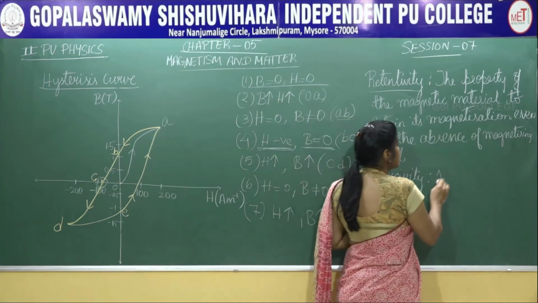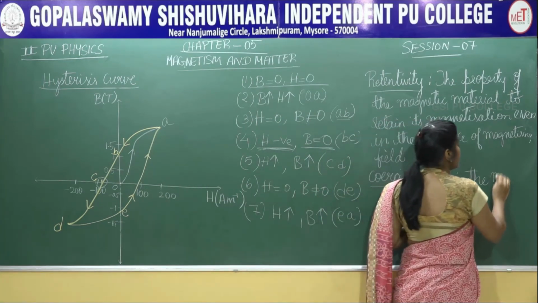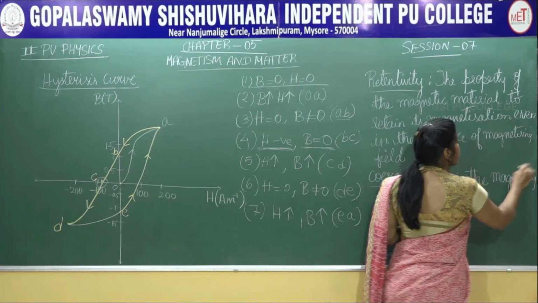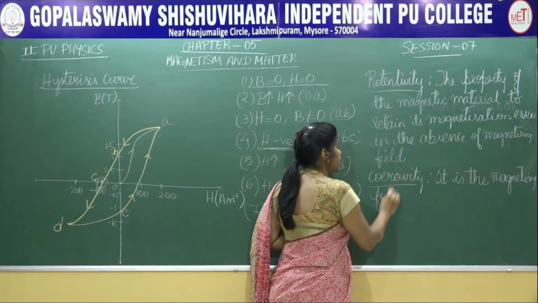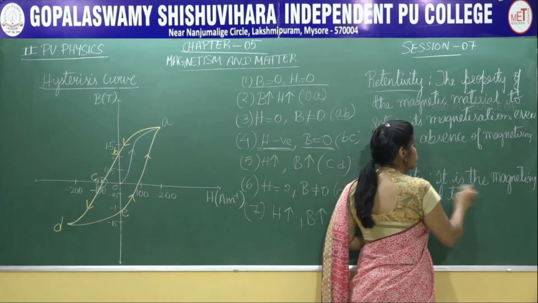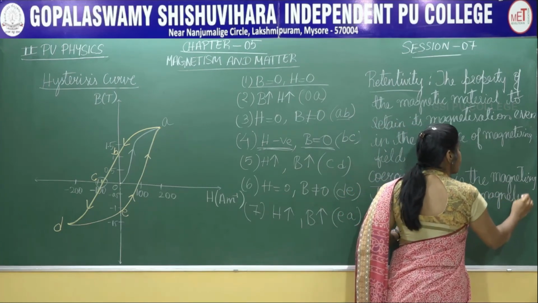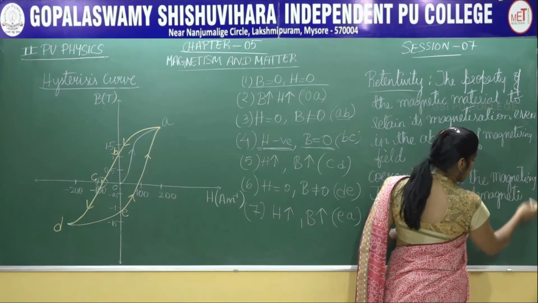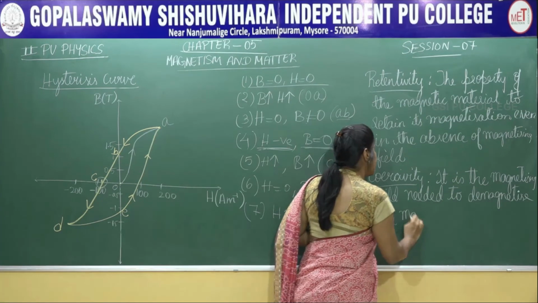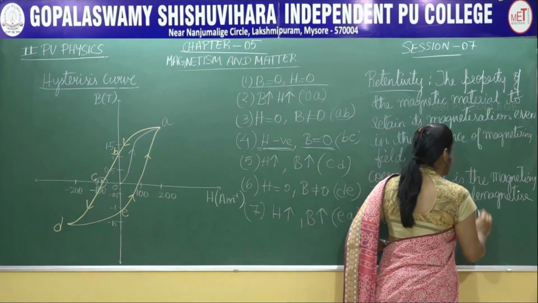Coercivity is the magnetizing field needed to demagnetize the material completely.